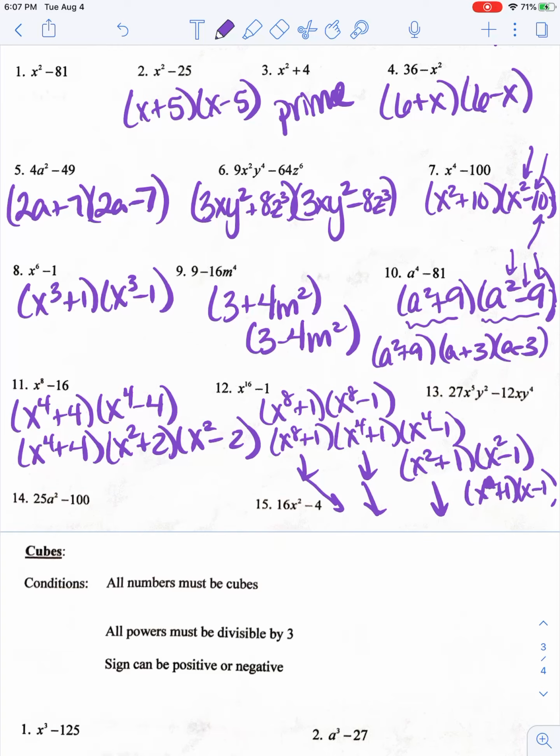Oh, not squared, sorry. And now you're done. So it's that guy, that guy, that guy, that guy, and that guy. There's your answer. That was a doozy.